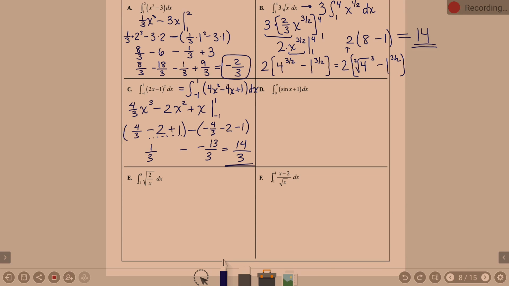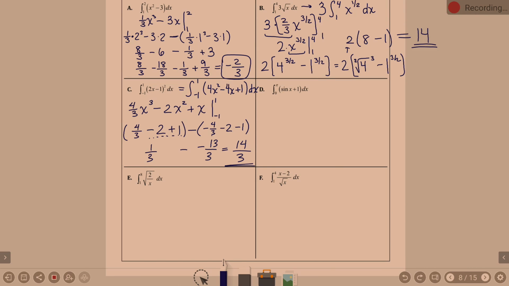One minus negative 13 makes it 14/3. That was a blast. I love fractions. I love them. Don't you? I'm encouraging you to go no calculators here. Okay.